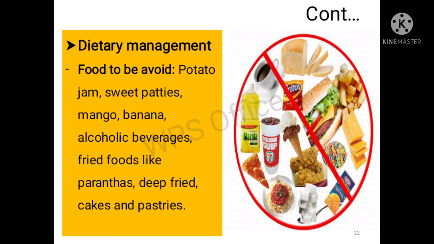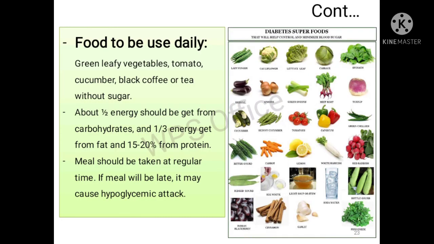Next is dietary management. The foods to be avoided by diabetic patients are potato, jam, sweet patties, mango, banana, alcoholic beverages, fried foods like parathas and deep fried cakes, and cakes and pastries. The foods to be used daily are green leafy vegetables, tomato, cucumber, and black coffee or tea without sugar. About half of the energy should come from carbohydrates, 1/3 from fats, and 15 to 20% from proteins. Meals should be taken at regular times. If a meal is late, it may cause a hypoglycemic attack.